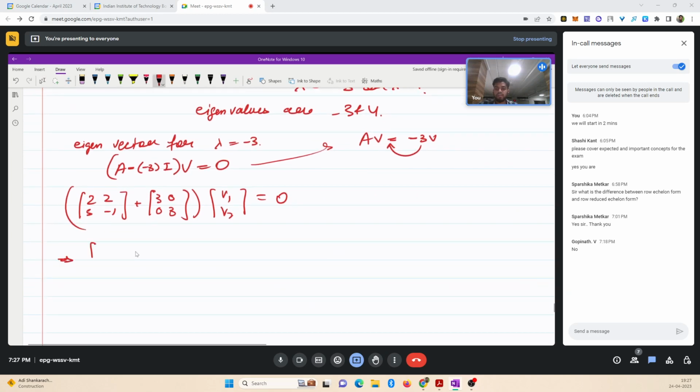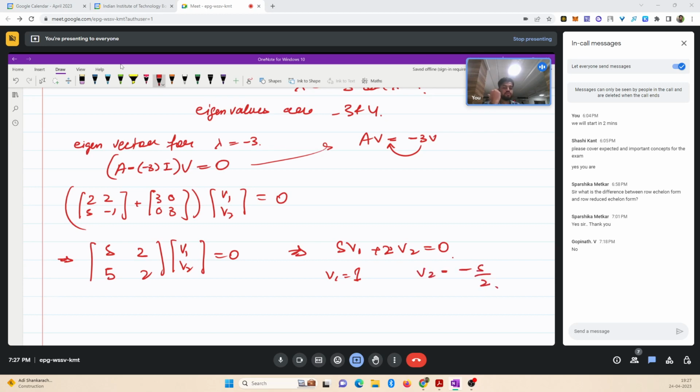So what does this imply? This is 5, 2, 5, 2, V1, V2 is equal to 0. So what does this imply? 5V1 plus 2V2 is equal to 0. Okay. Now if I took my V1 to be 1, what do I obtain? V2 is minus 5 by 2.